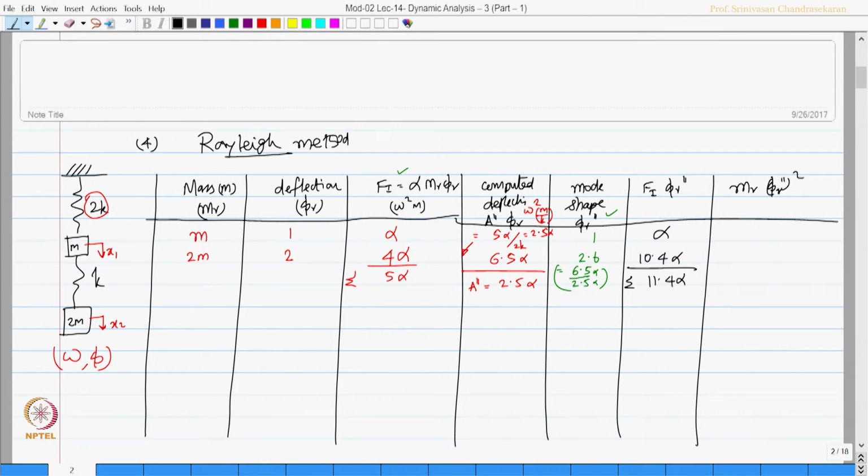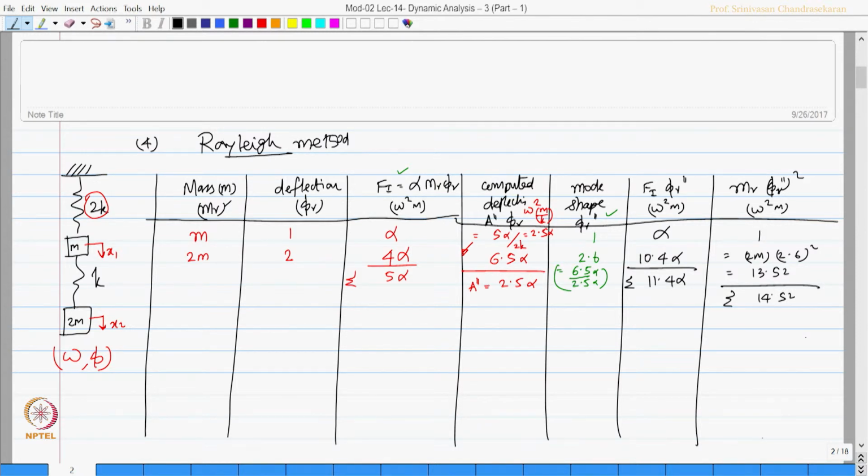Then in the last column I find m r multiplied by phi r square. So, this is going to be simply 1. Here also I have omega square m constant, and here also I have omega square m constant, and this is going to be equal to 2m multiplied by 2.6 square, okay, which is 13.52. So, I make the sum, this is 14.52 and so on.